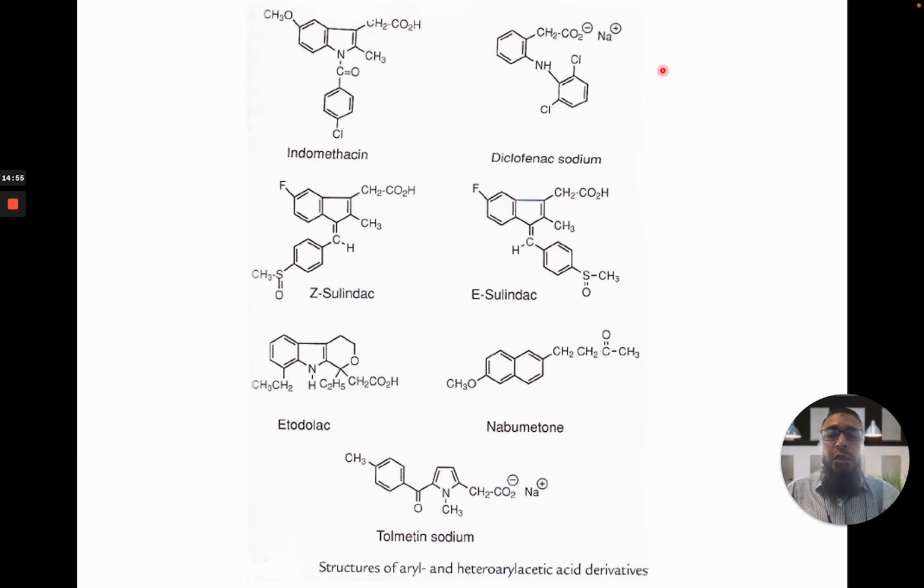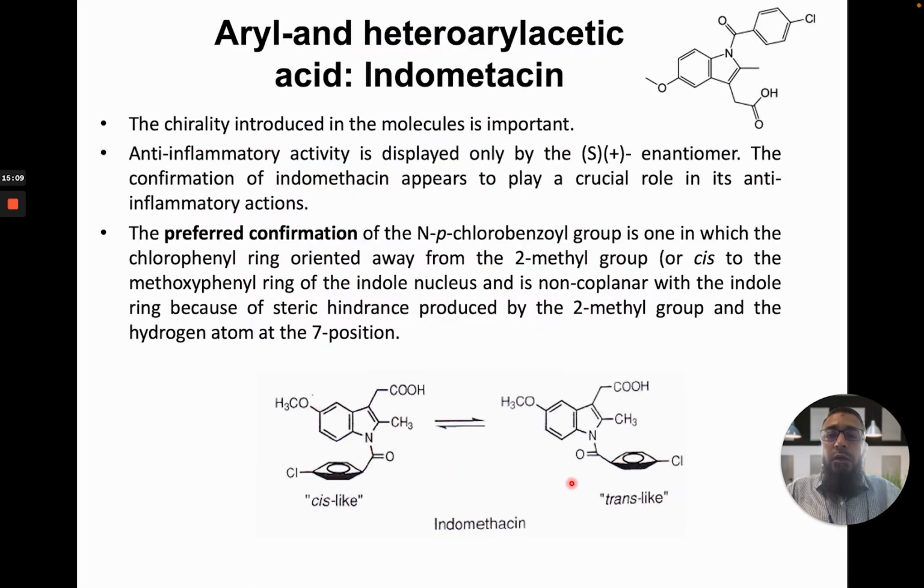This is indomethacin, diclofenac, and Sulindac, and these are all examples of heteroaryl acetic acid derivatives. So the first example is indomethacin. So you can see the indomethacin contains this heteroaryl acetic acid group, right?